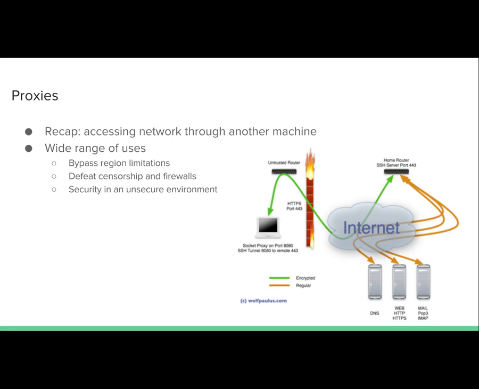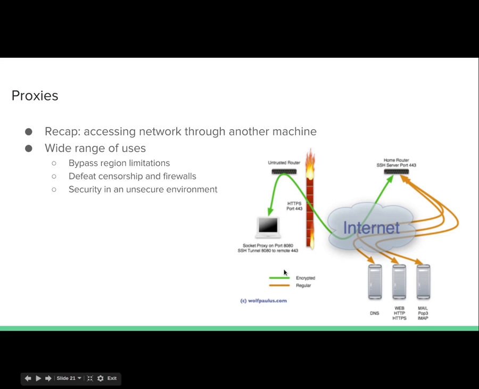Okay, continuing on to proxies. If the previous stuff is exciting, this is even more exciting. So recap, proxies are basically accessing a network through another machine. There's a wide range of uses: bypass regional limitations, defeat censorship and firewalls, and security in an unsecure environment. So this is another diagram drawn differently, if it helps to understand better.